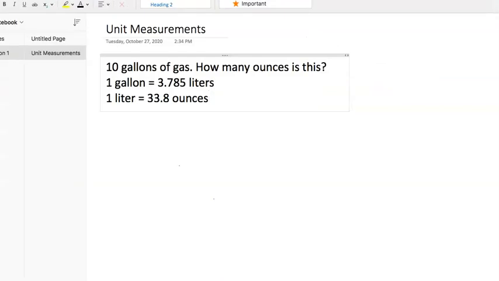All right, guys, unit measurements. So there's no reason for us to miss these questions. So let's go over them if we're struggling with them at all.